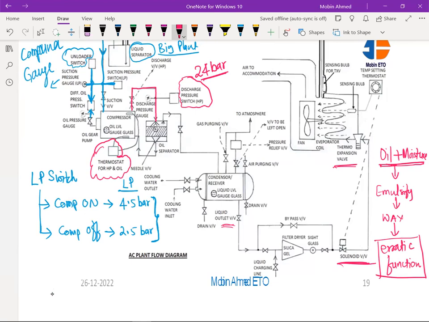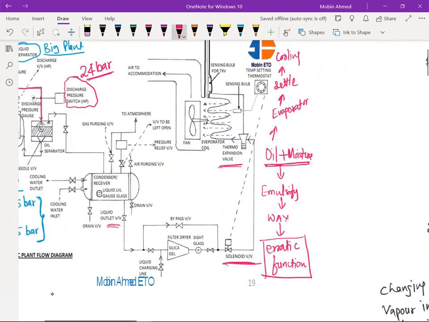Second problem, if the oil is carried and it comes to the evaporator, now because here it is low pressure, it is going to generally settle at the evaporator. And if it settles, your cooling capacity is going to reduce. Cooling capacity reduces.